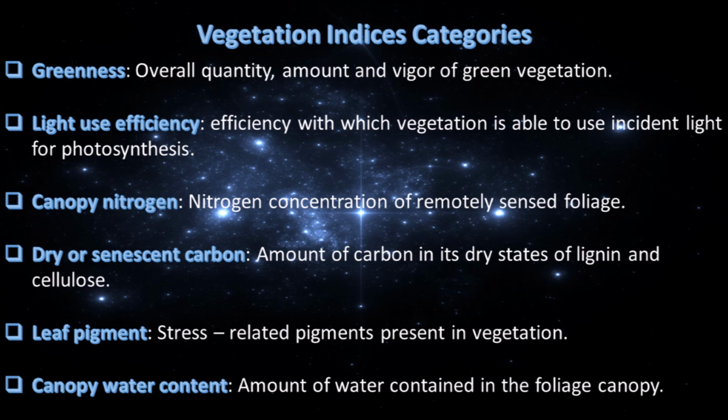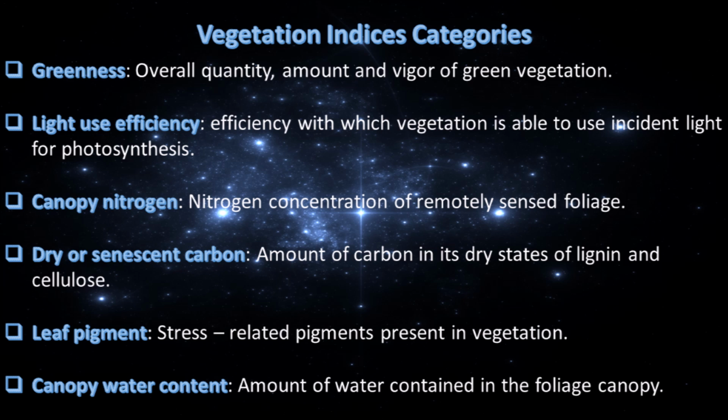Canopy nitrogen, where the vegetation index is designed to provide a measure of nitrogen concentration of remotely sensed foliage. Dry or senescent carbon, where vegetation indices are designed to provide an estimate of the amount of carbon in its dry states of lignin and cellulose.